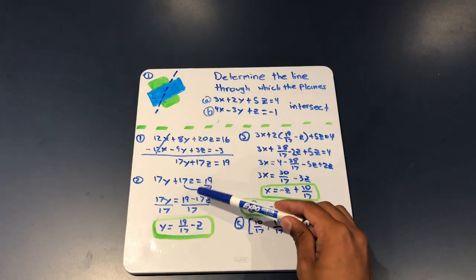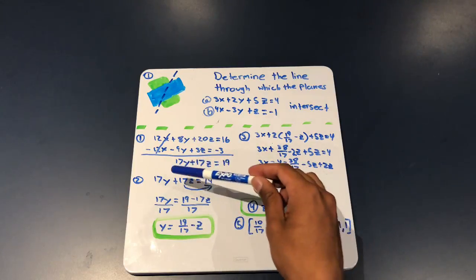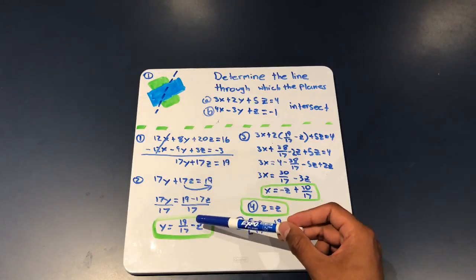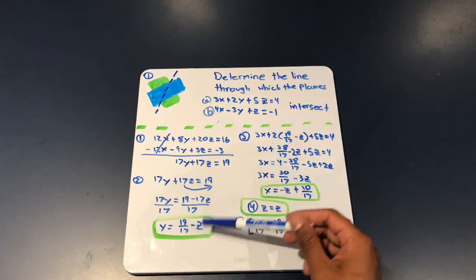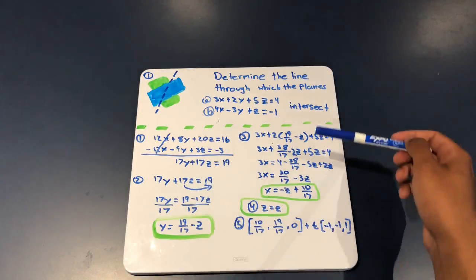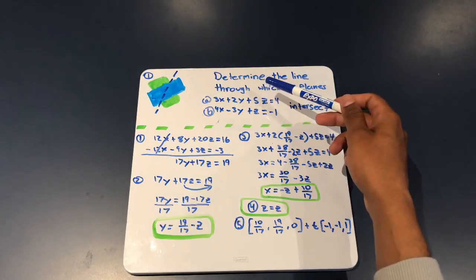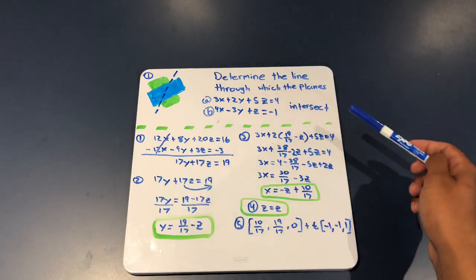What you want to do is then isolate for y. So how you do this is by bringing it to the other side and solving. So you get y equals 19 over 17 minus z. And now you want to do the exact same thing where you go back to one of these 2 equations. And I chose 3x plus 2y plus 5z equals 4 for simplicity.